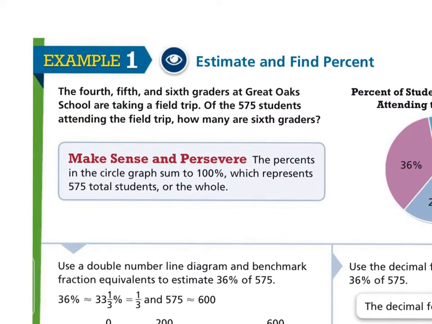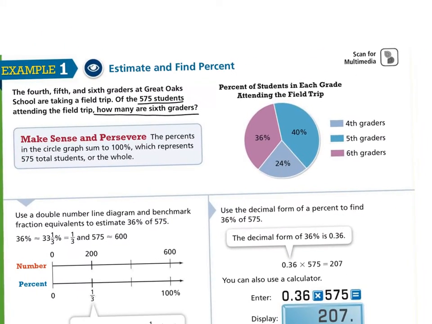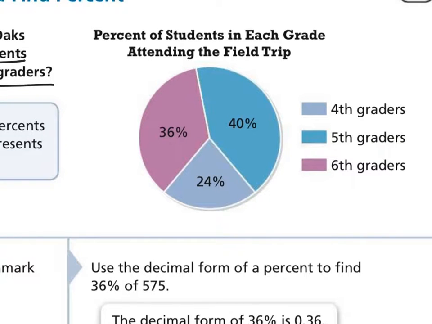Example 1. The 4th, 5th, and 6th graders at Great Oaks School are taking a field trip. Of the 575 students attending the field trip, how many are 6th graders? It's a lot of students. When you do a problem like this, if you look at the circle graph, the percents should add up to 100%. On this problem, if you'll notice the color coding, the 6th graders are the purple section here, and we're looking for that number, which you can see is 36%.